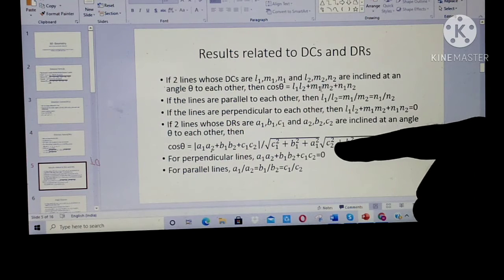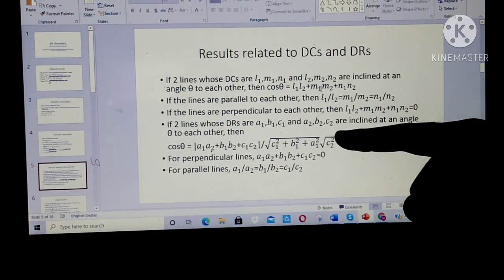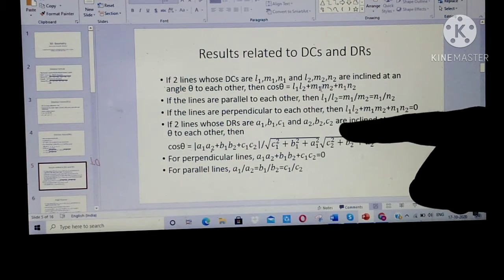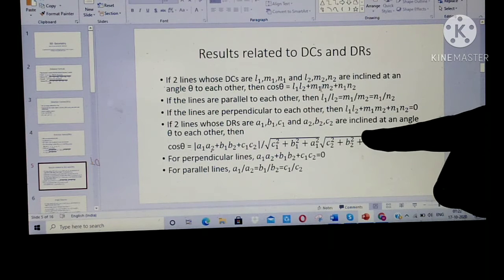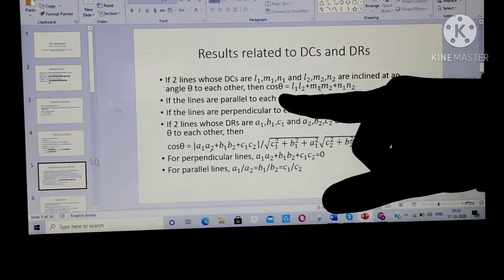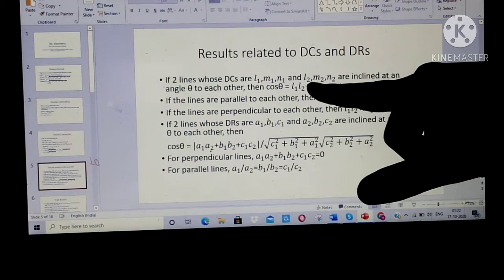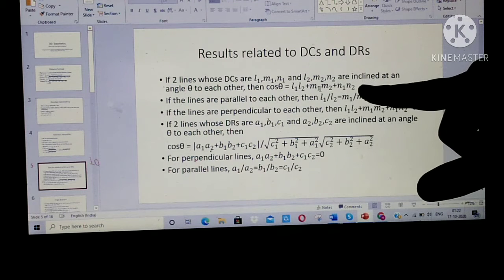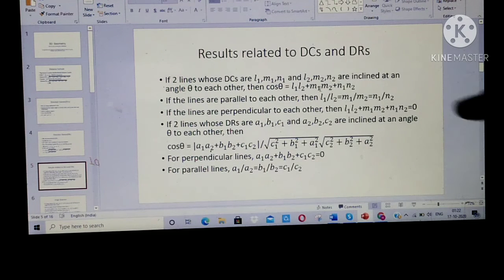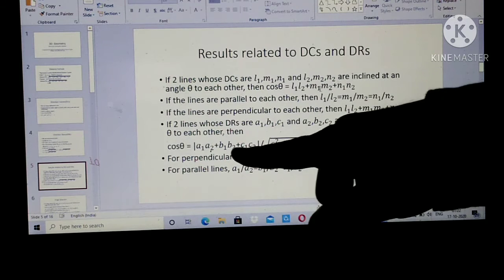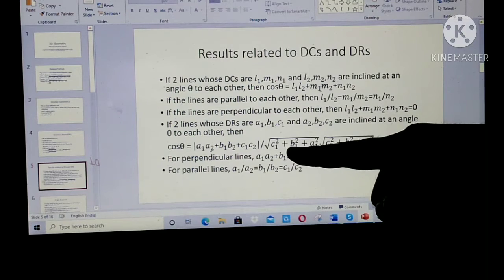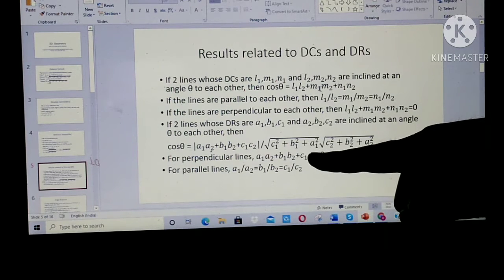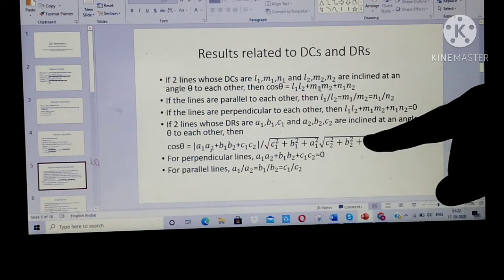Similarly, for direction ratios, if we have two lines whose direction ratios are A1, B1, C1 and A2, B2, C2 and they are inclined at an angle theta, we have the relation cos theta is equal to L1 L2 plus M1 M2 plus N1 N2. We can substitute direction cosines in terms of direction ratios. If we do so, we get this formula: cos theta is equal to mod of A1 A2 plus B1 B2 plus C1 C2 divided by root of this and root of this.